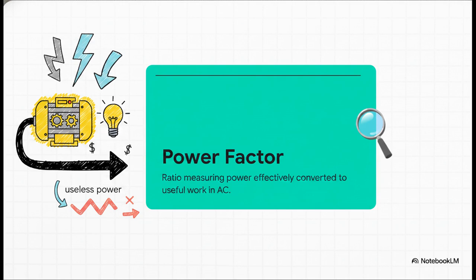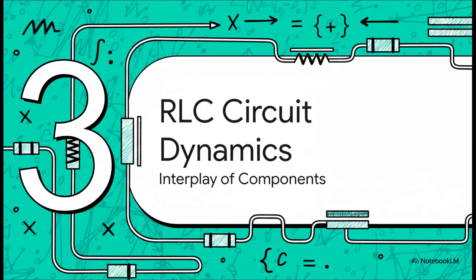In AC circuits, power isn't always straightforward. The power factor tells us how much of our raw electrical supply is actually doing the heavy lifting, like spinning a motor, versus how much is just bouncing back and forth uselessly in the wires. A low power factor means you're drawing way more current than you actually need, which is horribly inefficient and super expensive. Okay, on to Section 3, dynamics of RLC circuits.